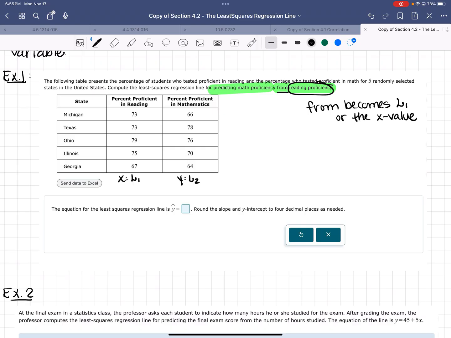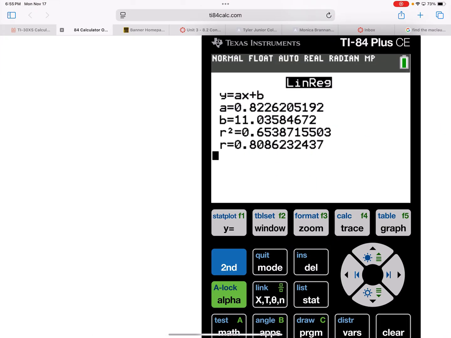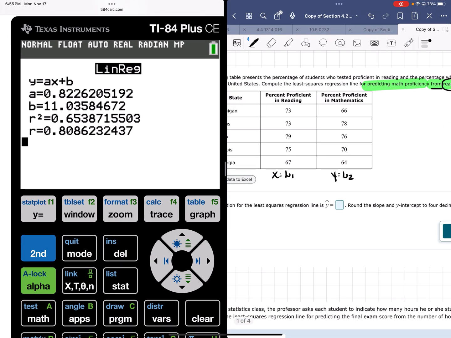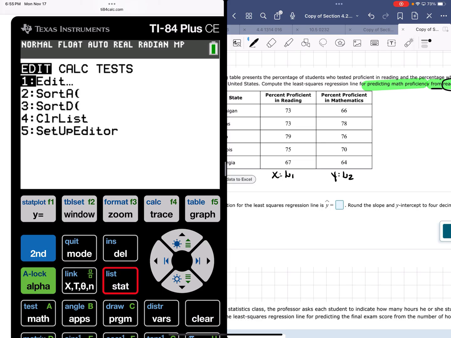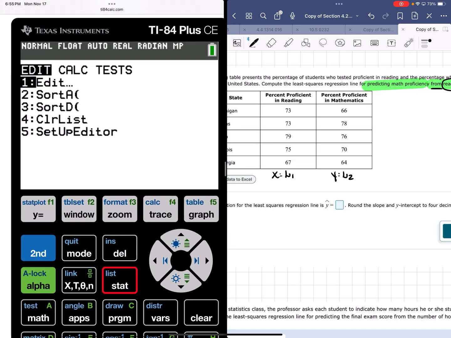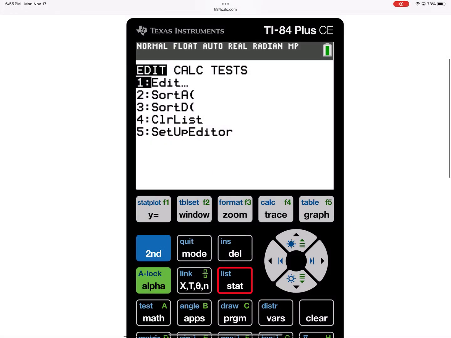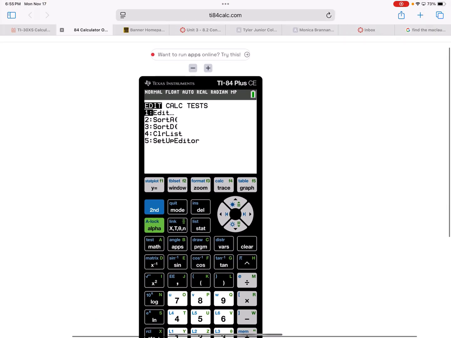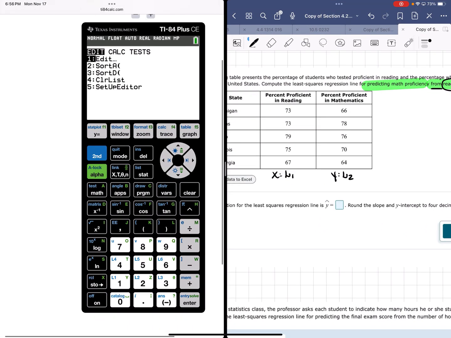Okay, so we're going to go over here to our calculator, and I'll try to do a split view so you guys can see everything. Okay, so I'm just going to clear this. I'm on my home screen, so I need to go stat, and I'm going to edit, right? I need to make that smaller. Let me get back out here and make that smaller, or I'm not going to be able to see. Okay, there we go. Now, split view.